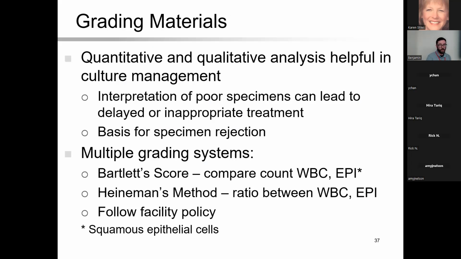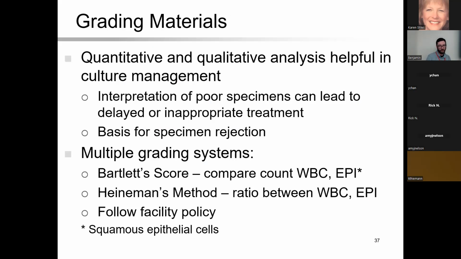So our quantitative and qualitative analysis are helpful moving forward with the culture. Interpretation of poor specimens can lead to delayed or inappropriate treatment. If maybe a specimen's not rejected for too many white cells, the patient might begin treatment unnecessarily. And then again, we can use these criteria for rejecting the specimen.